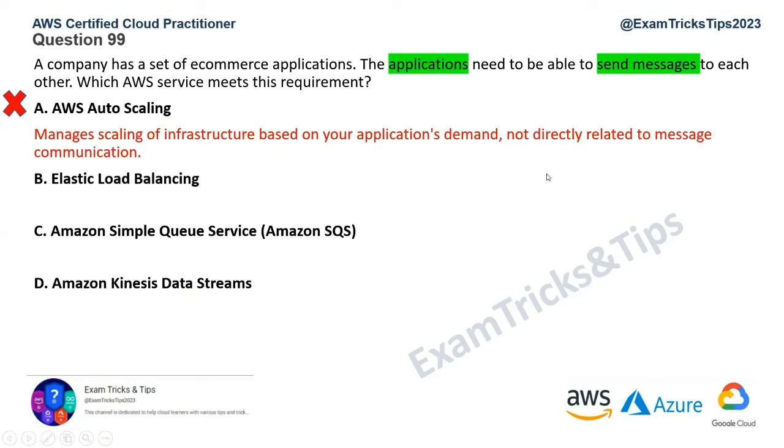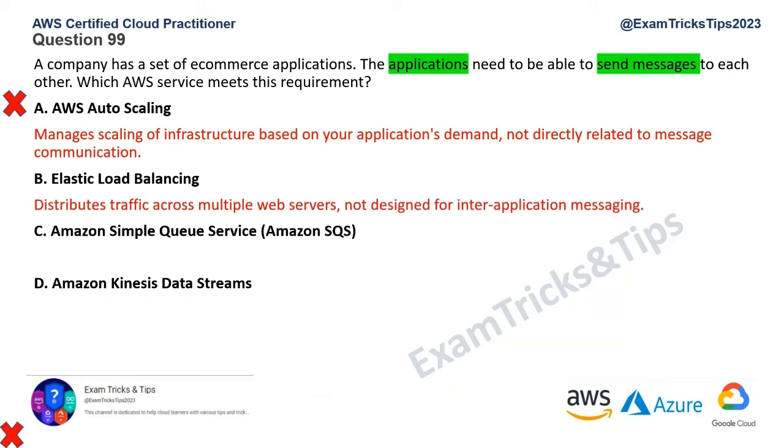Next one, Elastic Load Balancing, again similar to option A. It's about distributing traffic across multiple web servers. So it's not designed for any inter-application messaging. So that's wrong as well. And as we have seen here again, two of the four options are obviously wrong, and you were able to eliminate them straight away. And we are left with option C and option D.